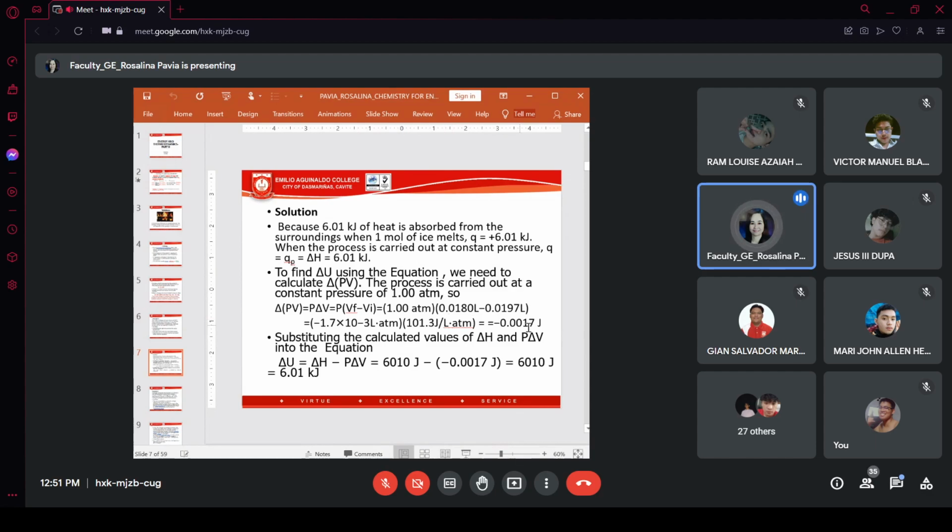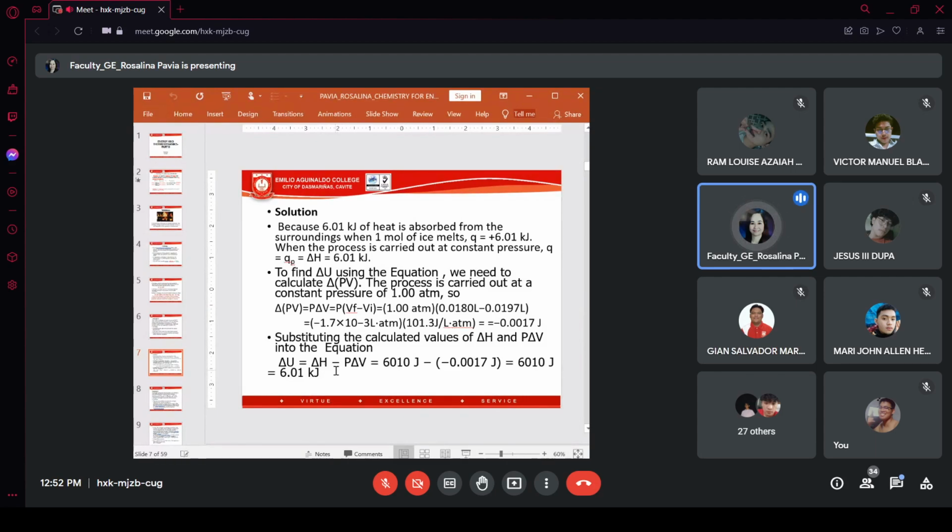Kailangan natin siyang i-convert sa joule. So, what is the conversion factor from liter atmosphere to joule? 101.3 joule in 1 liter atmosphere. So, yung delta PV natin is negative 0.17 joule. Okay? Negative. Now, substituting the calculated values of delta H and P delta V, delta U is equal to delta H minus P delta V. Because our volume here is negative. Meaning to say, from larger to smaller. So, we might as well say that our work is positive.